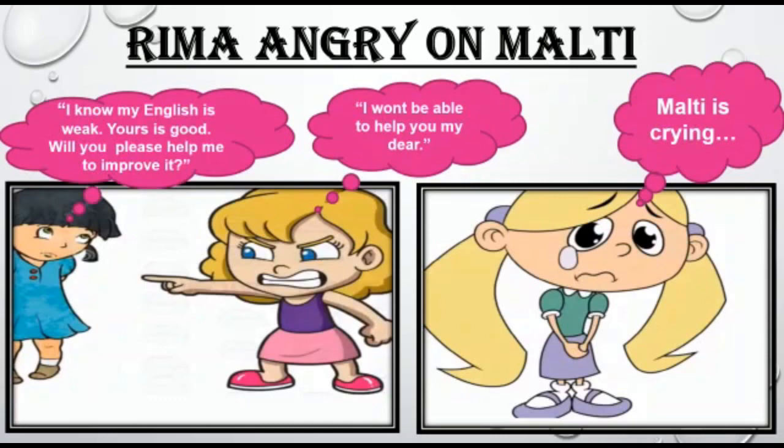Malti didn't start crying, but she requested Rima if she could help her improve her English. But you know, children, that Rima is a very arrogant girl. Rima simply rejected her request. On this, Malti's face turned red and she started crying, and she ran off from there.